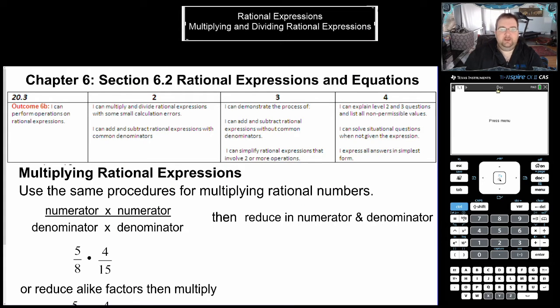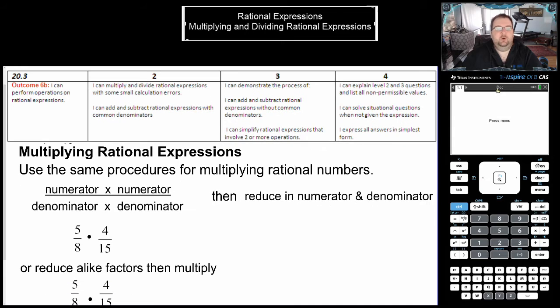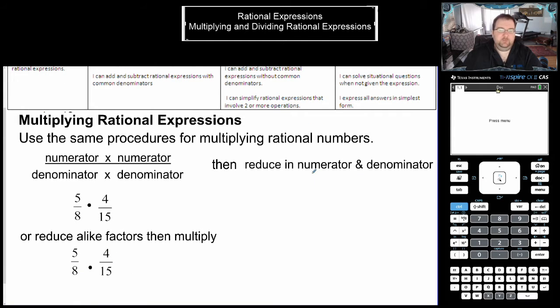Good morning, everybody. So today we're going to be continuing on with our unit on rational expressions and equations. Today we're going to step it up just a notch. We're going to be multiplying and dividing them. So don't be scared. We're going to be using basically the same procedures that we would for multiplying rational numbers, right?